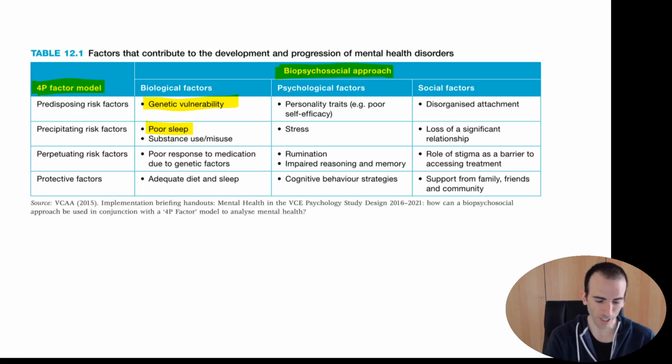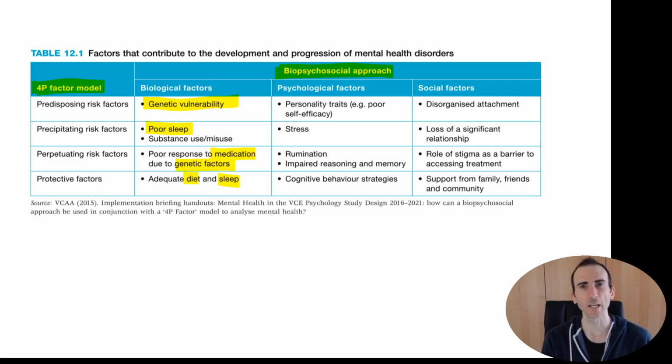A biological perpetuating risk factor could be if I've got poor response to medication due to genetic factors. So it's again that genetic idea that there's something biological, physically innate in me that means that I don't respond well to medications. This medication doesn't work for me, it has some negative side effects. Then that could lead to the maintenance, the ongoing of a mental disorder. So it's perpetuating. And finally, a protective factor could be getting good sleep, which we mentioned before, having a good diet, good physical health. These are all biological, physical-based protective factors that can help reduce the risk of a mental disorder.